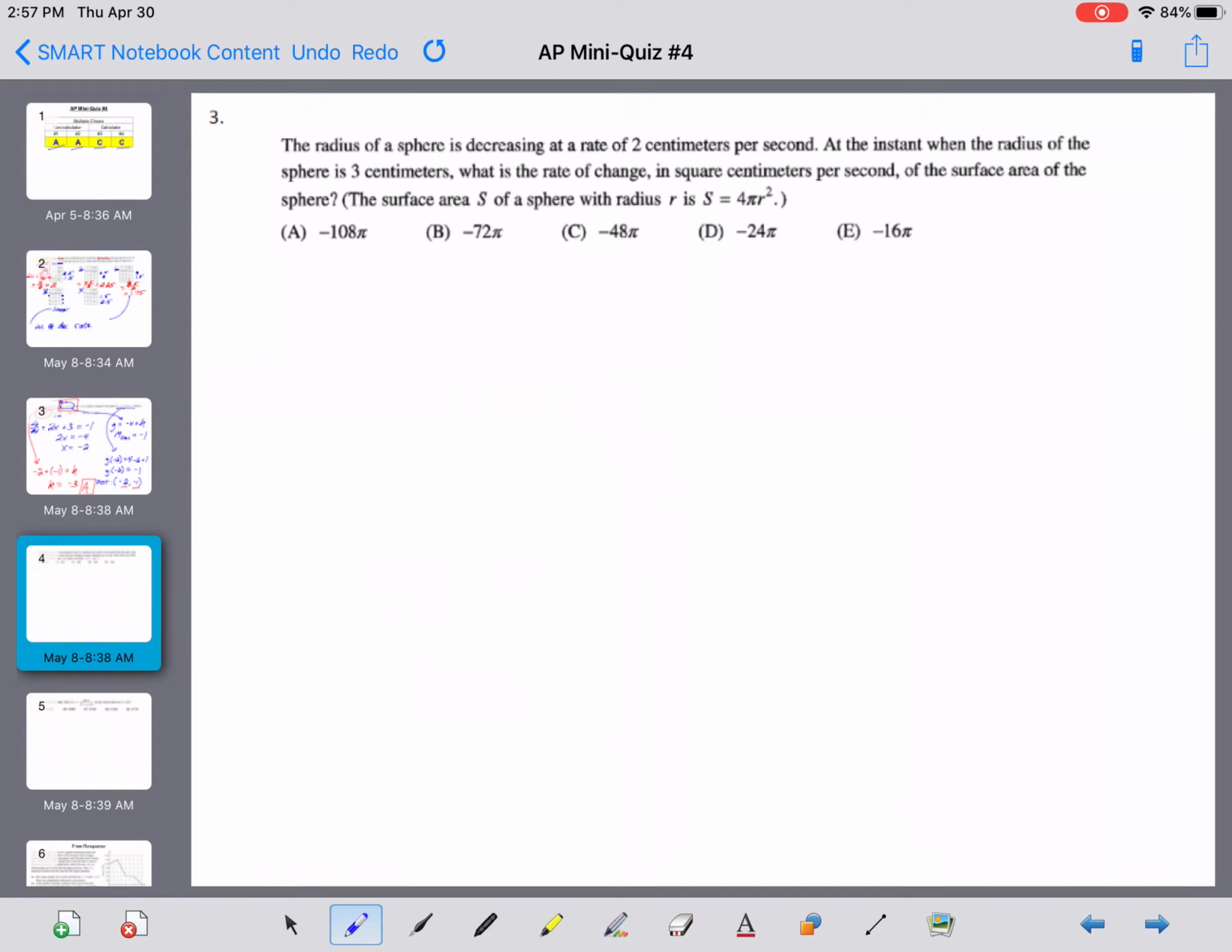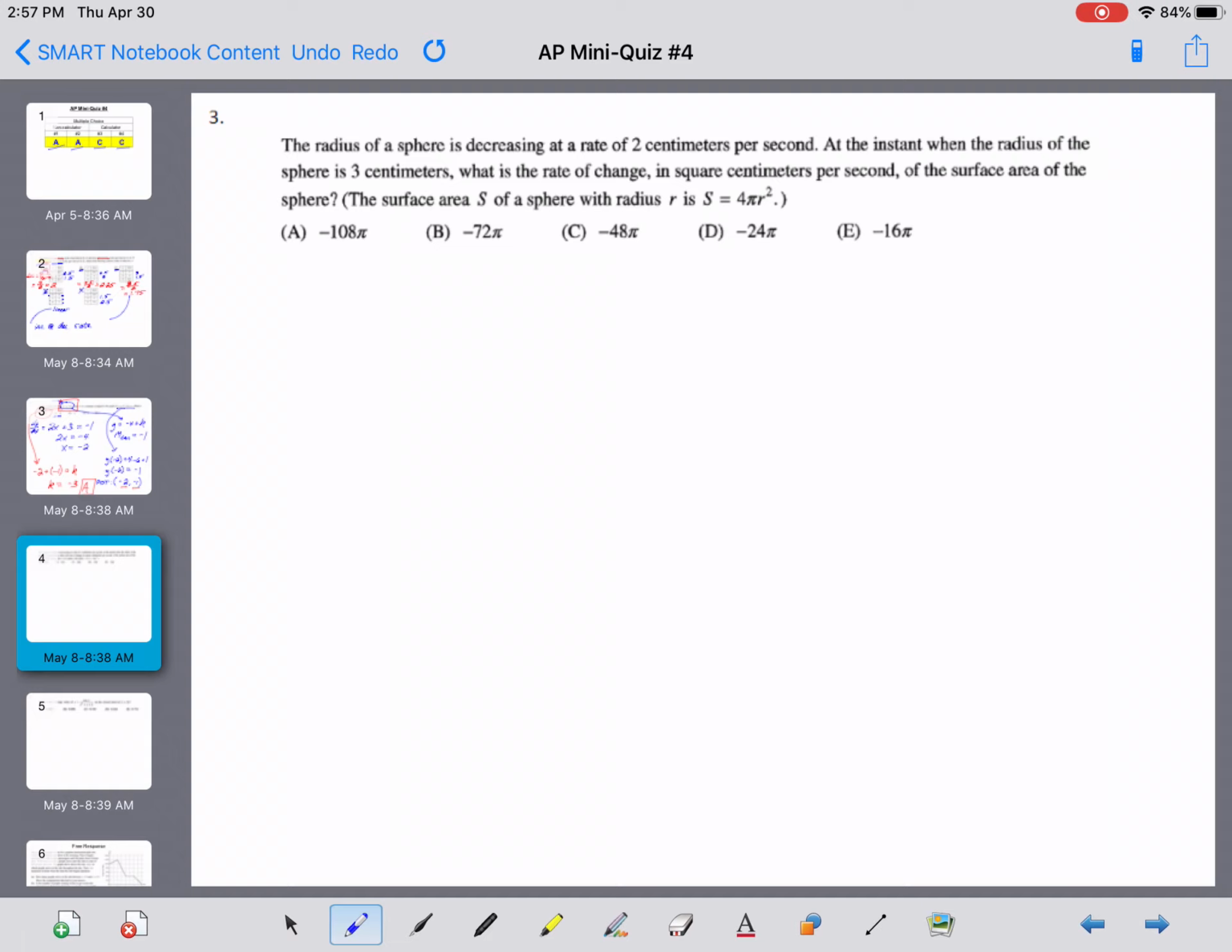The radius of a sphere is decreasing at a rate of 2 centimeters per second. Okay, guys, I think I know where we're going already. We're looking for, let's see, at the instant when the radius of the sphere is 3, we want to know the rate of change in square centimeters per second of the surface area of the sphere.